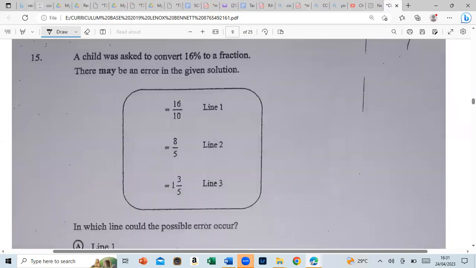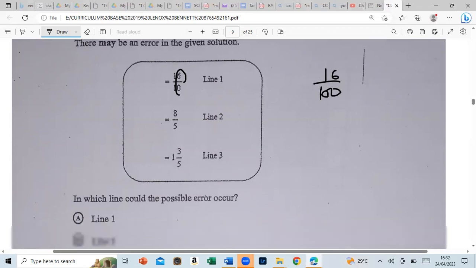A child asks to convert 16% to a fraction. There may be an error in the given solution. Line 1, 16 over 10. Line 2, 8 over 5. Line 3, 1 over 3. Which line would the possible error occur? That would be line 1. Percent means out of 100. So it should not have been 16 over 10, but 16 over 100. Remember, percent means out of 100. So for 15, it would have been line 1, which is E.